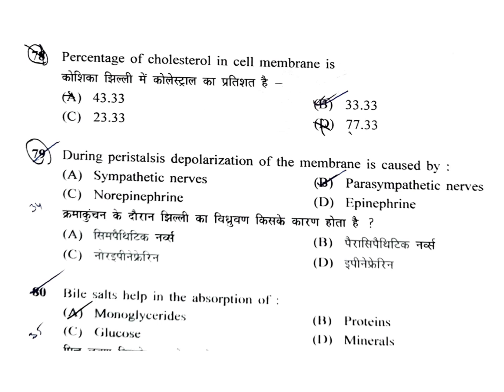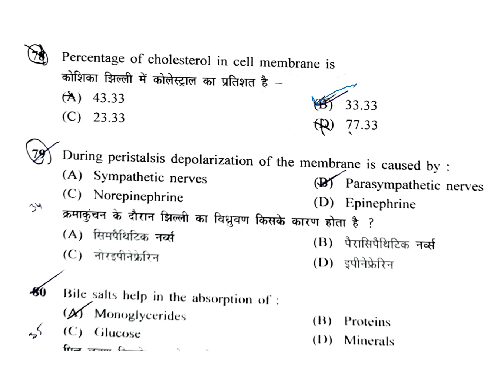The percentage of cholesterol in the cell membrane is, so the options are 43.3%, 23.3%, 77.3%, or 33.33%. So it is 33.33%.